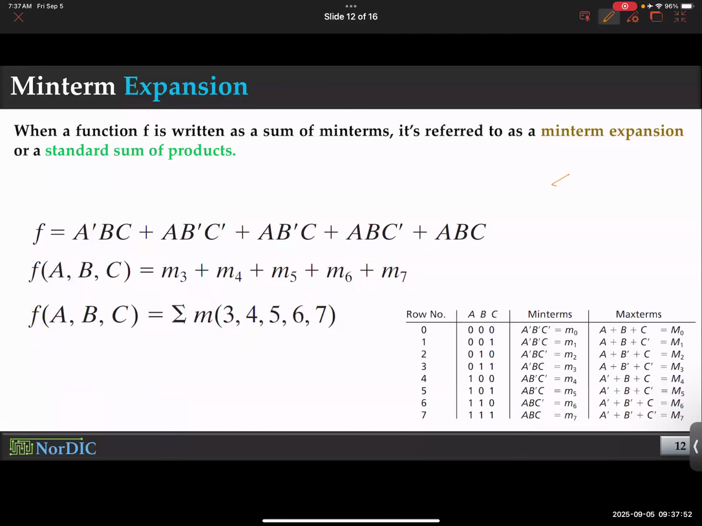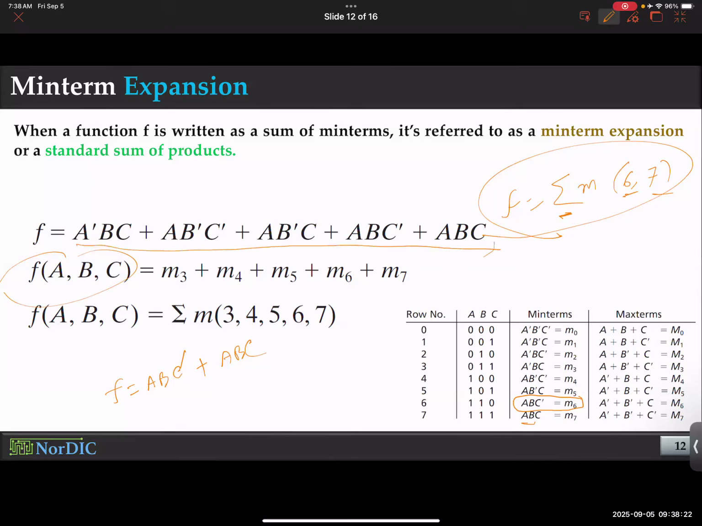Okay? How about the other way around? If I give you an expression that looks like this, sum of m6, 7, say, and I ask you to find the function. Let's see what is m6. m6 is abc', and then plus, that's what the sum represents, m7, which is abc. See, it's a much quicker and easier way to express these functions rather than just spelling out everything. Are we all good?